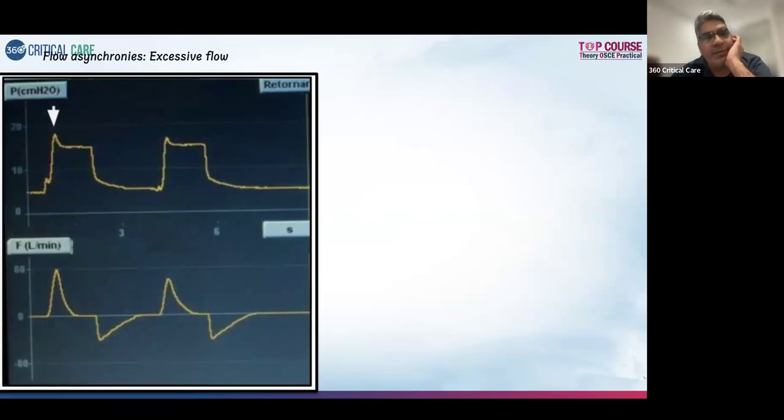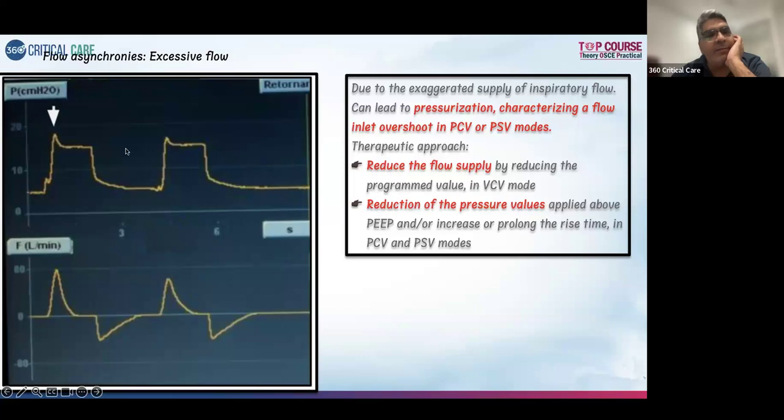Excessive flow can happen sometimes. The patient doesn't need that much flow, and then you can have issues, with this type of waveform in the pressure time curve causing overinflation also. It can lead to pressurization and a flow inlet overshoot in pressure control or pressure support ventilation. You can see there is overshoot. So how to treat it? Reduce the flow supply and reduce the pressure value applied above the PEEP.